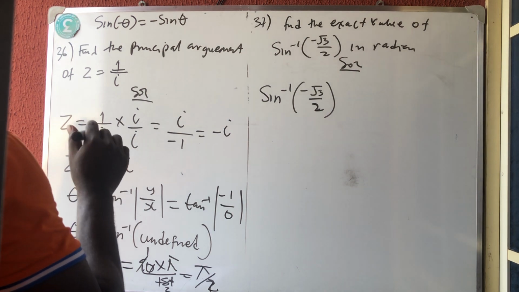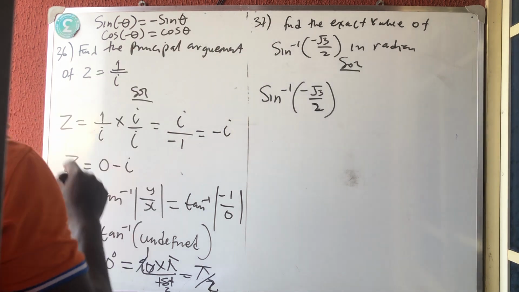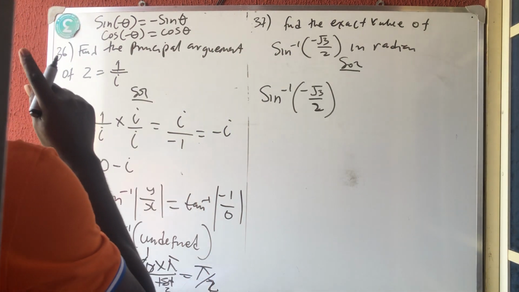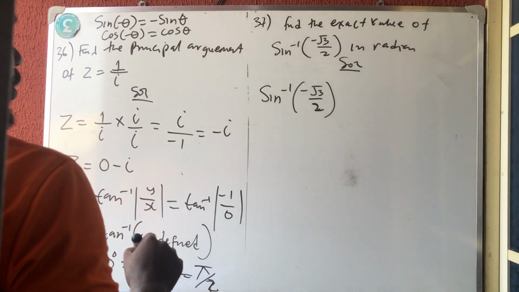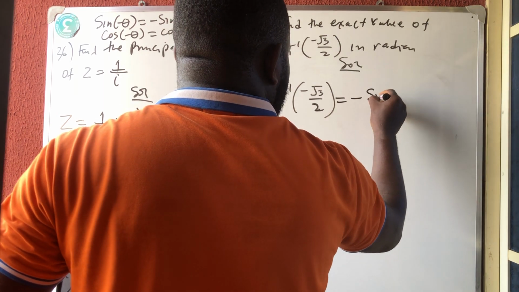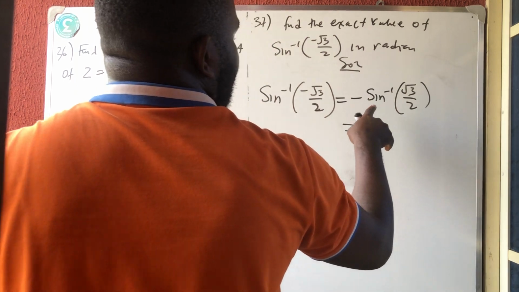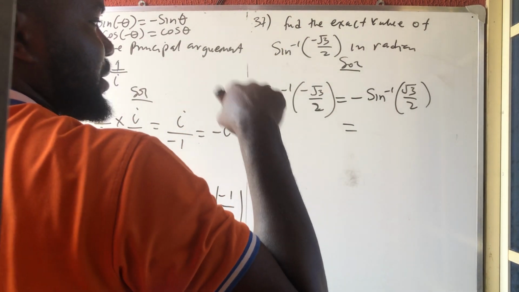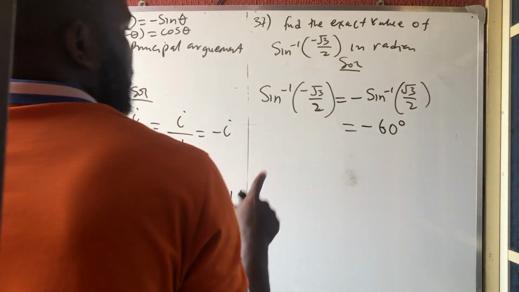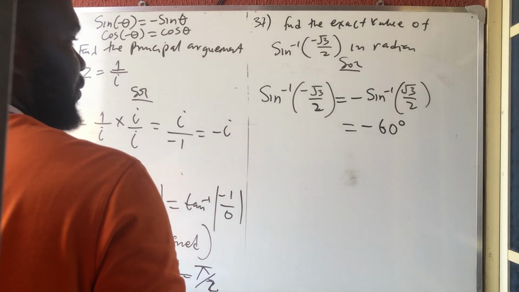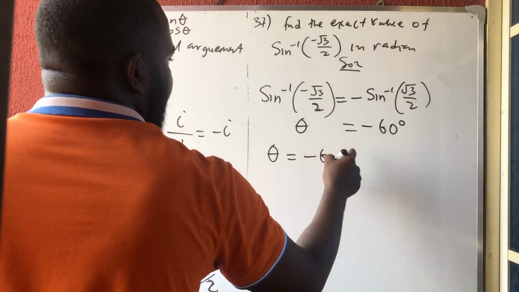But cos is an even function, in a way that cos minus theta is written as cos theta. The minus will not come to the back. And tan is equally an odd function. So the only even function we have is cos. So this is written as minus the sine inverse of root 3 over 2. Sine 30 is 1 over 2, but sine 60 is root 3 over 2. So sine inverse of root 3 over 2 will give me 60 degrees. So let me say that theta is equal to minus 60.